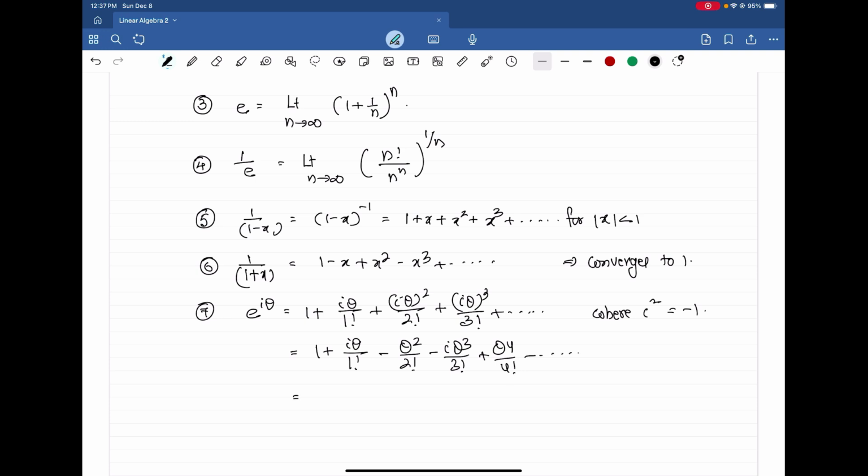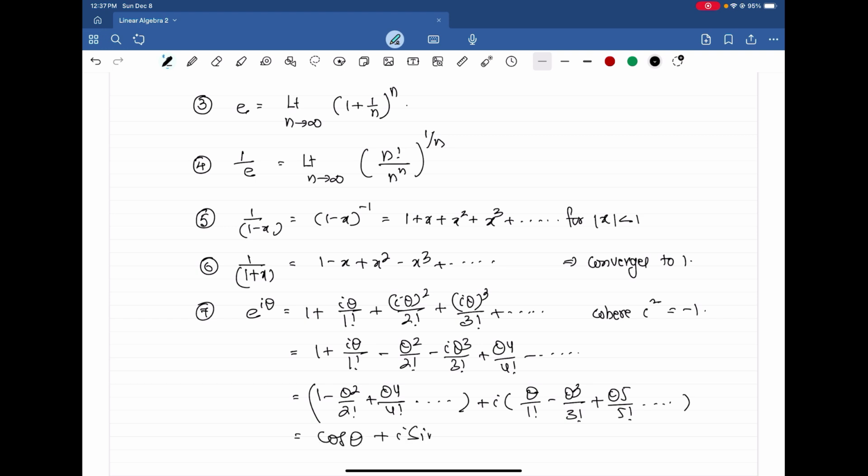This will be 1 minus theta square by factorial 2 plus theta to the power of 4 by factorial 4 and so on, plus i into, we'll separate the real numbers and imaginary numbers, factors of i. Factors of i are theta by 1 factorial minus theta cube by 3 factorial plus theta to the power of 5 by 5 factorial and so on. This is nothing but from complex numbers cos theta plus i sin theta.